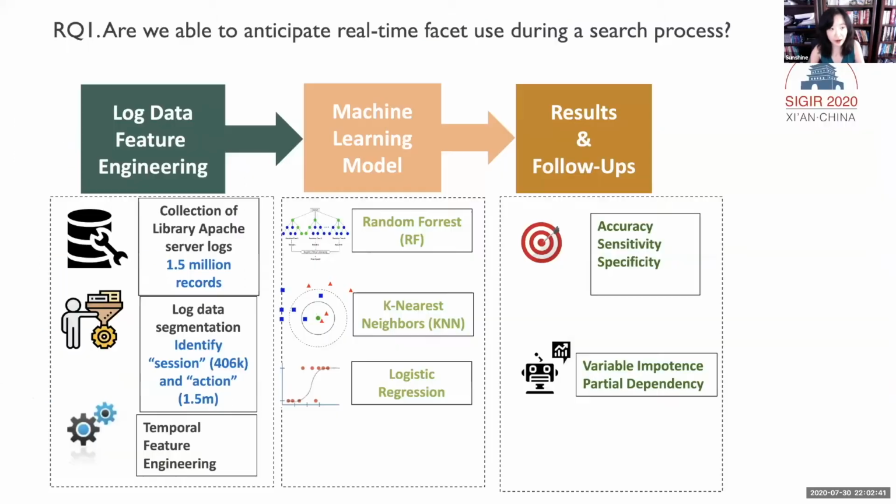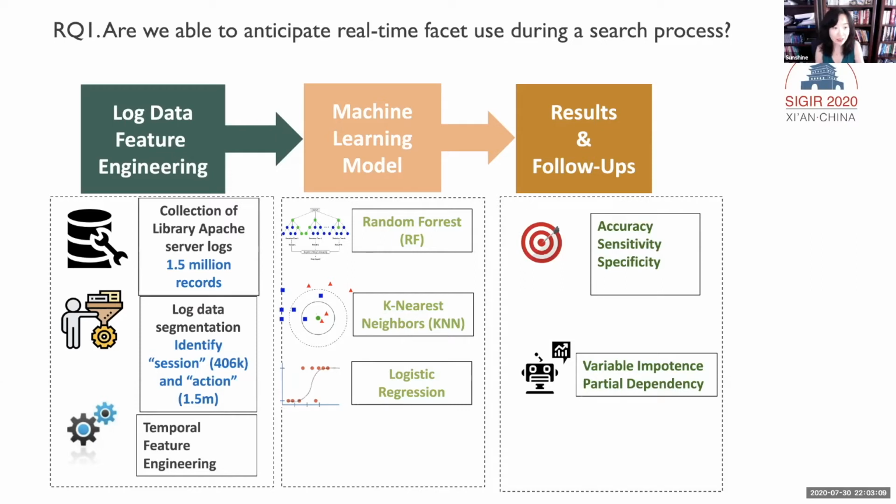In order to answer our first research question, we use a machine learning approach. This is the workflow or framework for our machine learning approach. We do it in a standard way: log data, feature engineering, and then we build a machine learning model, and then we make our prediction and also do some follow-up analysis.